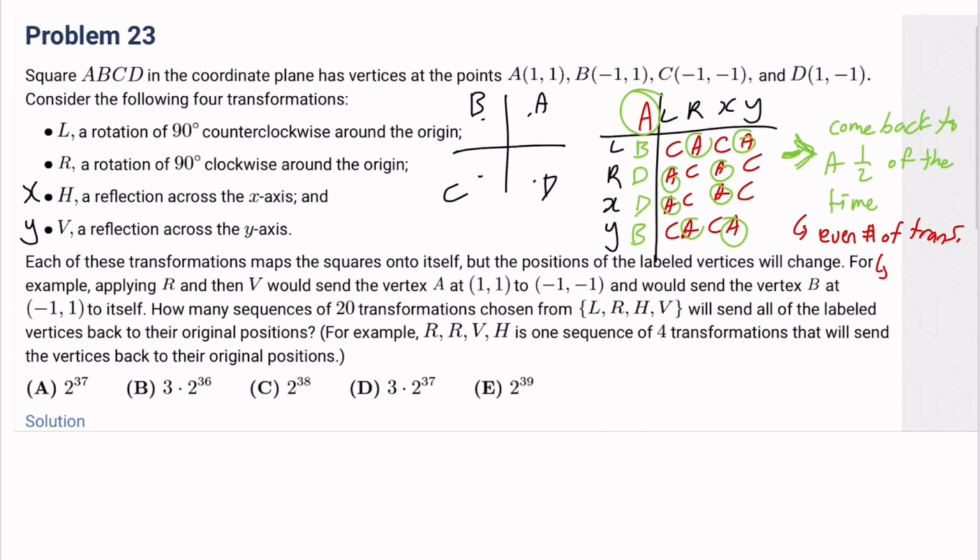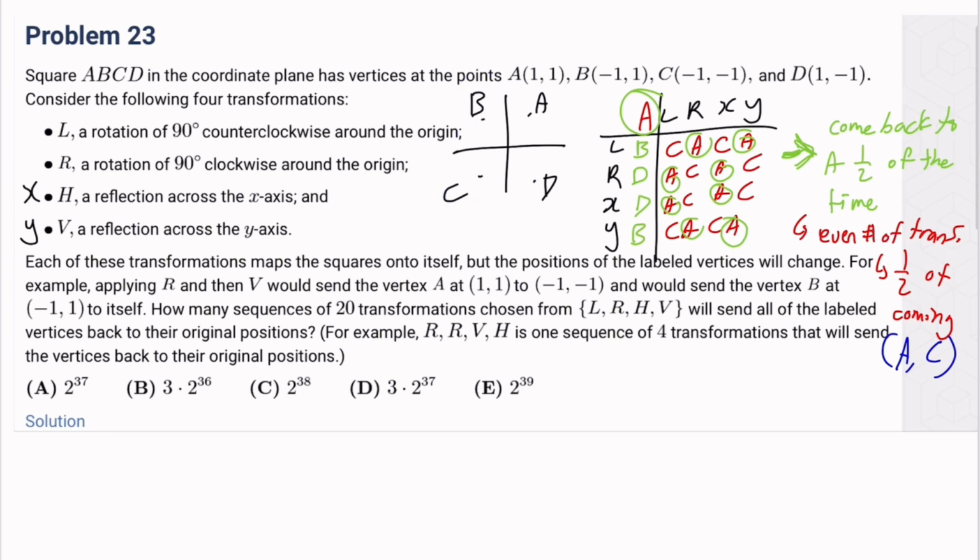There is a half chance of coming back, right? So when we have an even number of transformations, A has a half chance of coming back. And since A and C are basically in the same position, this is for A and C. So for C also, if it comes back to A, then it comes back to C. But then we don't know about B and D.